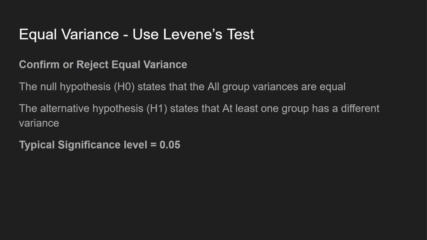All right, so the way to determine if there's equal or different variance, we're going to use Levene's test. I have a full video on Levene's test if you want to check that out. But regardless, the null hypothesis states that all group variances are equal. The alternative hypothesis states that at least one group has a different variance. And your typical significance level in this test is going to be 0.05. In fact, for the whole video we're going to be using that significance level. But regardless, let's keep moving forward.